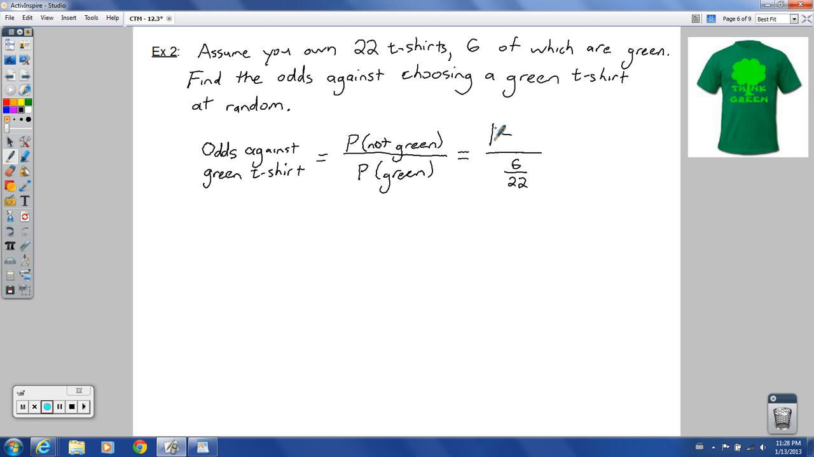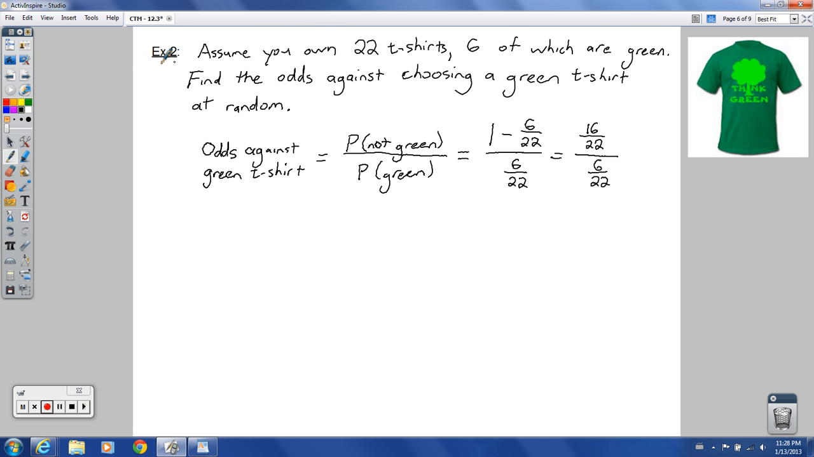It's 1, the 100%, minus actually getting green. So 1 minus 6 over 22. Now you could reduce this. You could change that and reduce it, or you could reduce later. I'm going to reduce later instead of at the beginning. So this would be the same thing as 16 over 22. So there's 16 non-green shirts compared to 6 that are green.